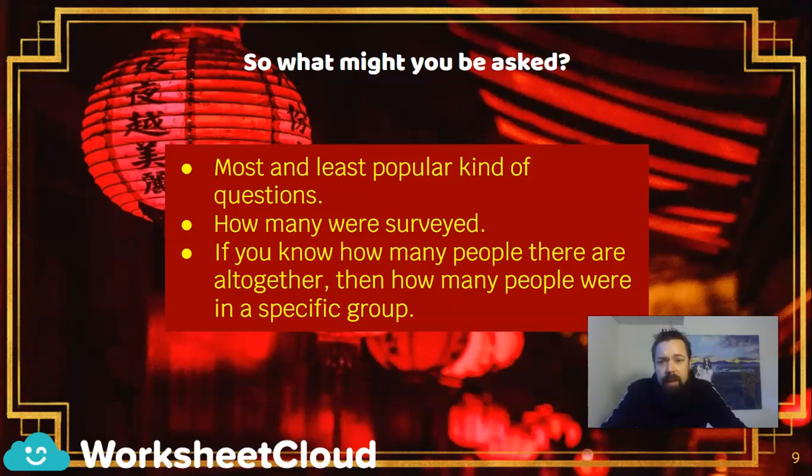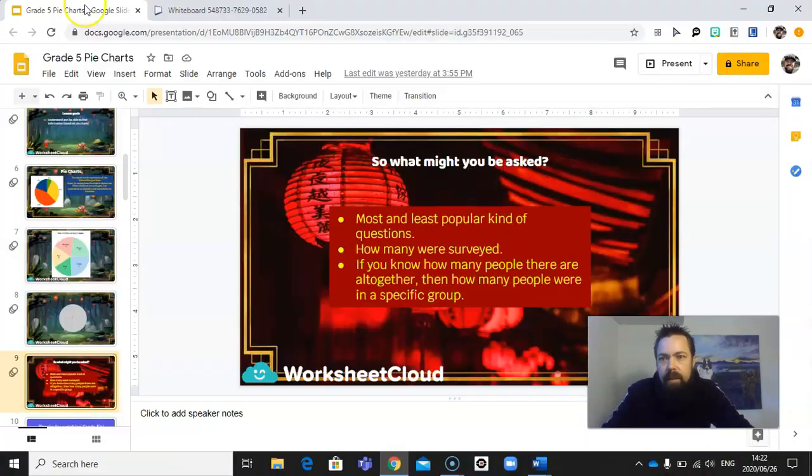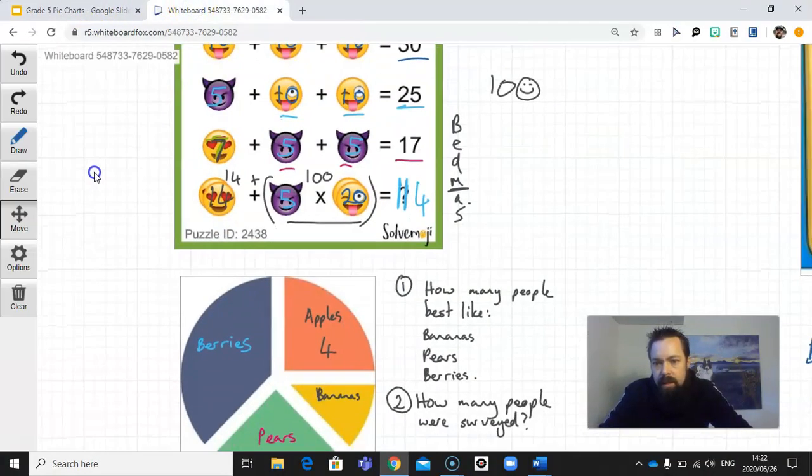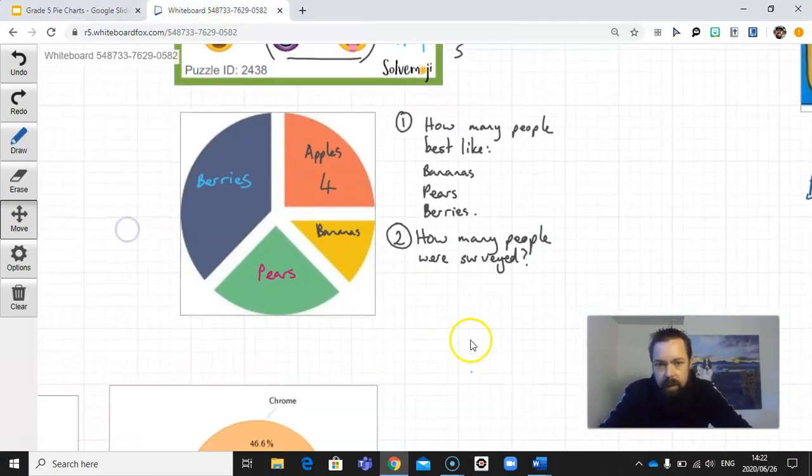Then you might be asked questions like how many people were surveyed, and sometimes it's easiest adding them all up, and sometimes, as you'll see in one of our examples, you've got to do a little bit of working out. And then if you know how many people there are altogether, how many people were in a specific group. So that's another one of the examples we'll have a look at. All right, so let's start off by having a look at this one.